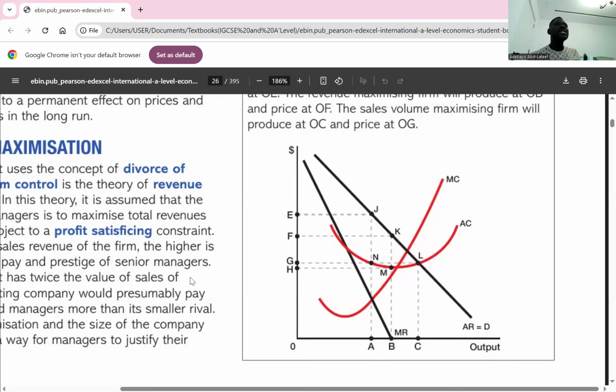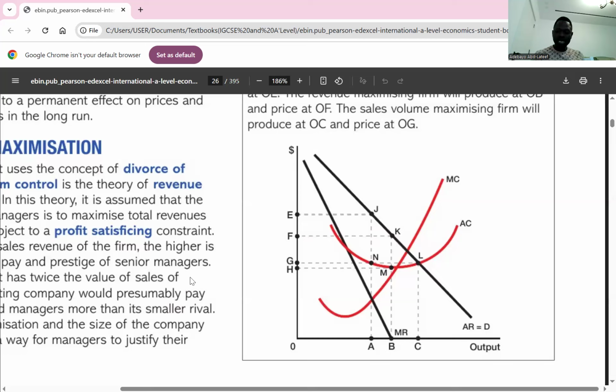So a profit maximizing firm will produce at an output of OA and sell at a price of OE. That is profit maximization. And when you look at it, the output level in this market is ABC. The lowest output level is OA. The highest output level is C. So a profit maximizing firm would produce where? It will produce where OA.